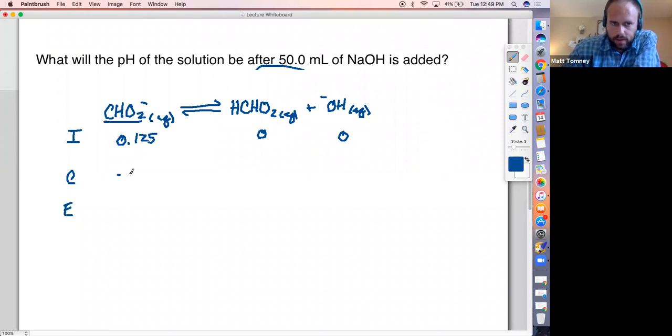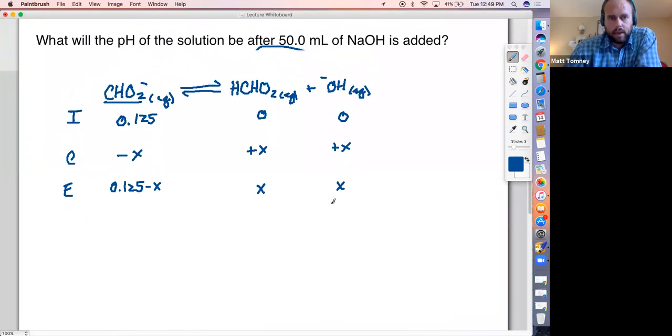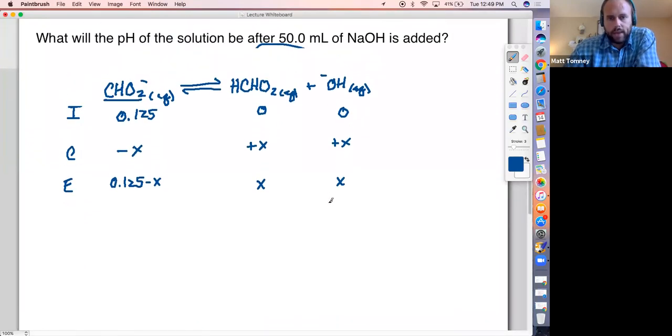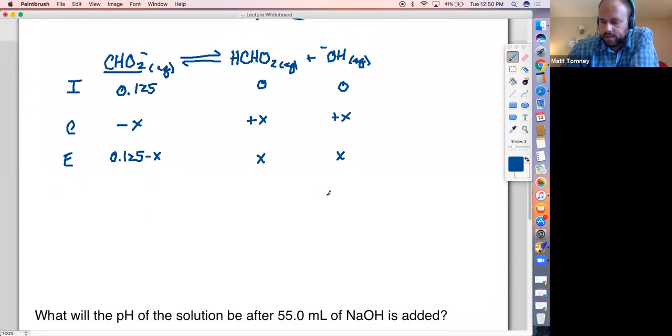And then we allow it to react, so this is going to be minus x, plus x, plus x. At equilibrium, we're going to have 0.125 minus x, x, and x. All right, so we don't have Kb. That wasn't given to us here. But what do we have? If you're going back through your notes, I haven't specifically put it up today. So last time I did give what value?